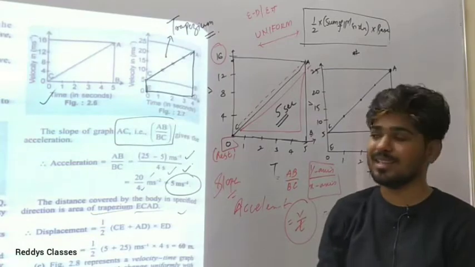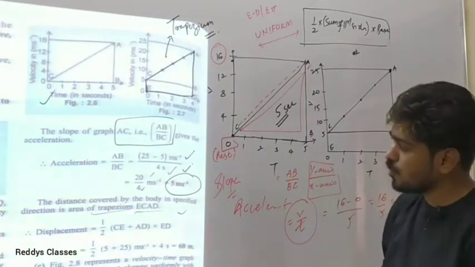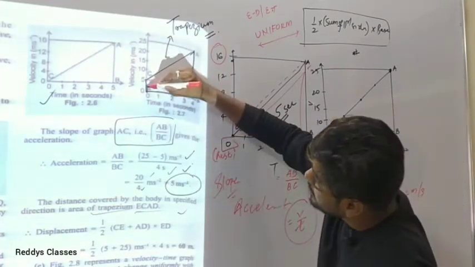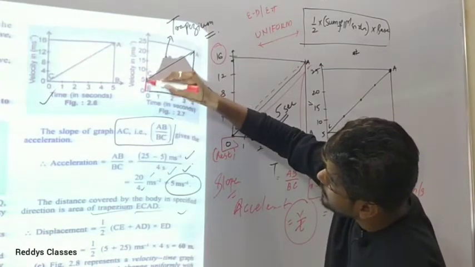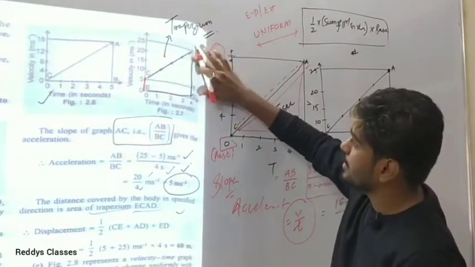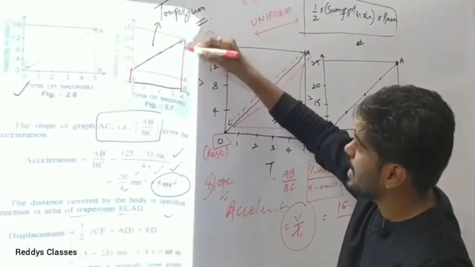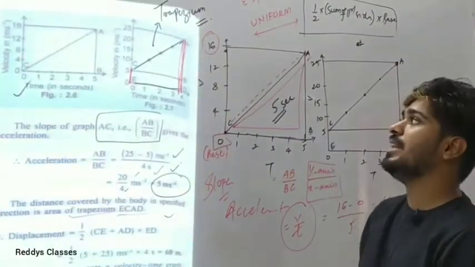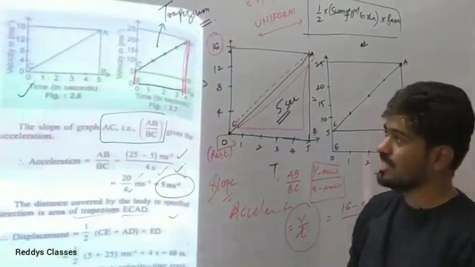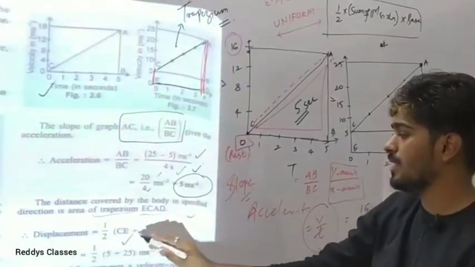Half of the sum of parallel sides. Now you can see we have two sides parallel here. This part CE is the parallel part, and this part AD. CE and AD are parallel to each other. Now we have the parallel CE and AD.